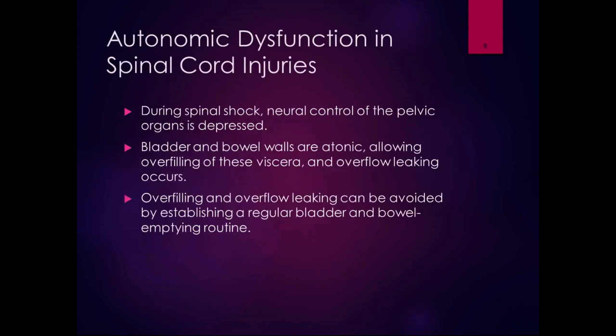So there is autonomic dysfunction in spinal cord injury. It makes sense, right? Because the autonomic system is a vertical tract system. So during spinal shock, you lose neural control of pelvic organs. And so you do need to be catheterized, and a lot of times in acute care, they are teaching the person how to self-catheterize. Bowel and bladder walls are atonic, allowing overfilling of the bowel and bladder, and you get overflow leaking. You can avoid overflow leaking, which can end up causing a problem with infection, by establishing a regular bladder and bowel emptying routine. And so that is one of the things that's being taught in acute care, catheterization for bowel and bladder.